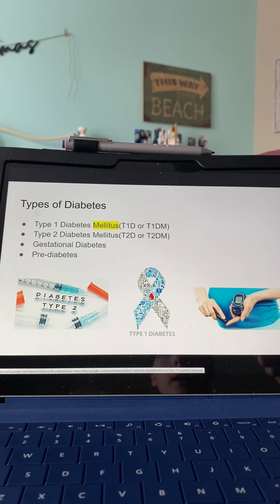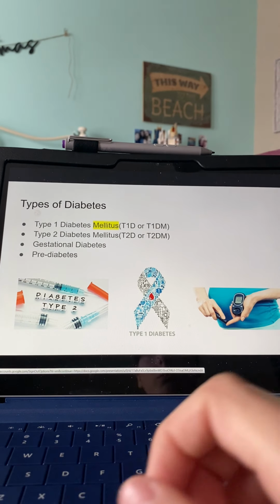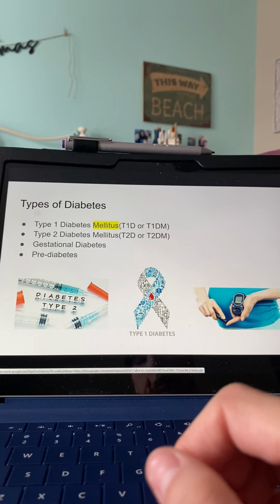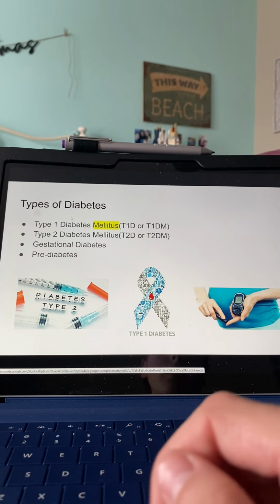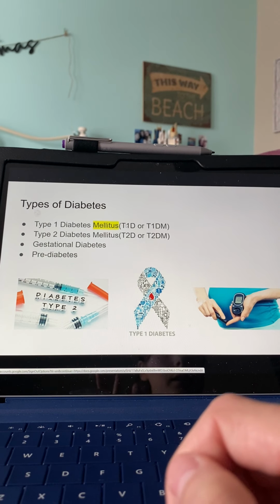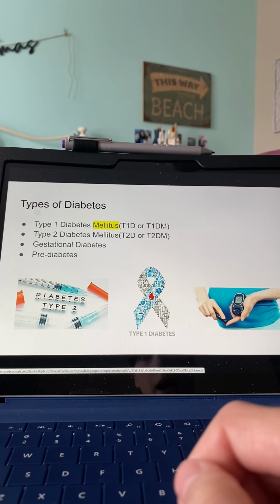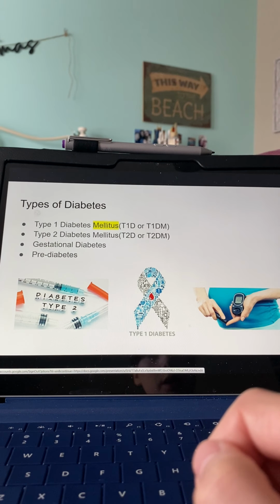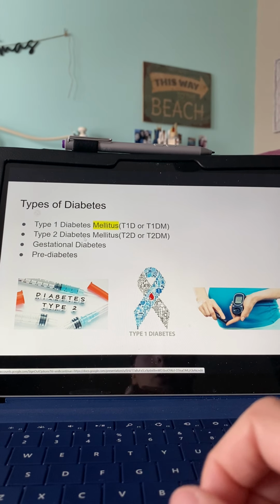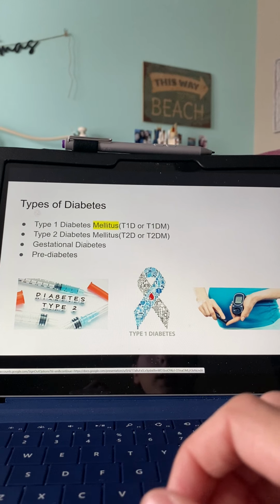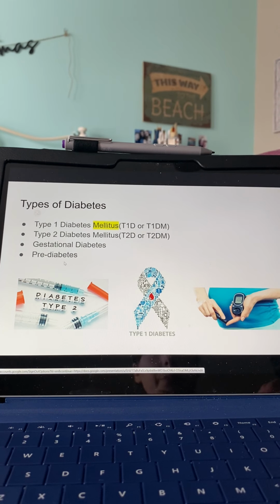So type 1 diabetes and type 2 diabetes have this crazy word here called mellitus. Some people say it differently, whatever you want to say. Sometimes it's abbreviated as T1D, that's how I abbreviate it, or T1DM, type 1 diabetes mellitus, T2DM, type 2 diabetes mellitus, if you want to be more scientific. We're going to talk more about the specifics of both of these, but these are just a few different types. Type 1, type 2, gestational, which occurs during pregnancy, and then prediabetes as well.